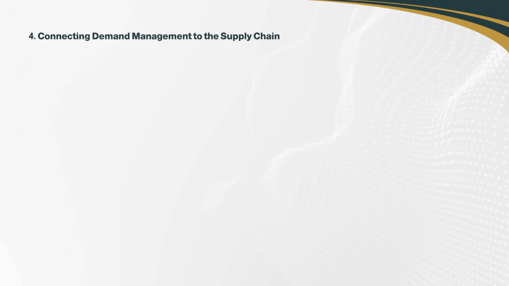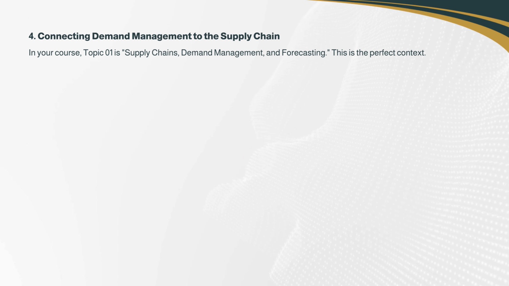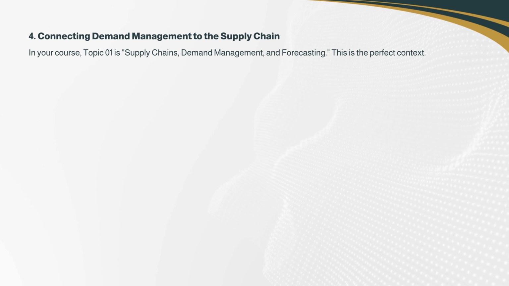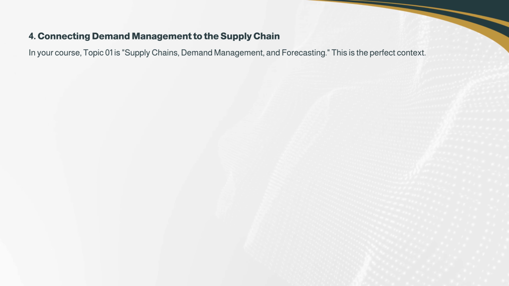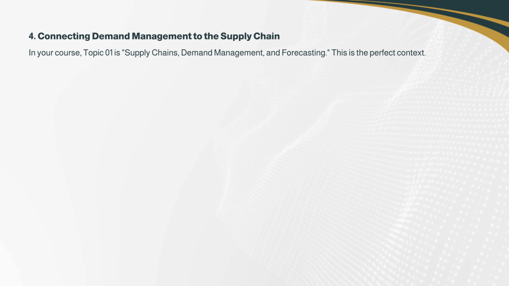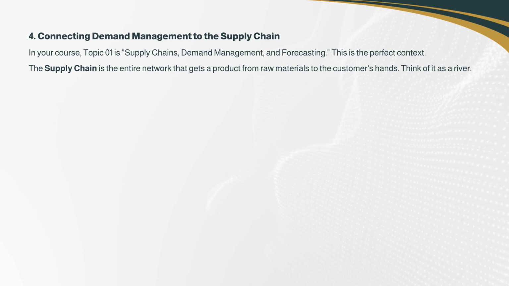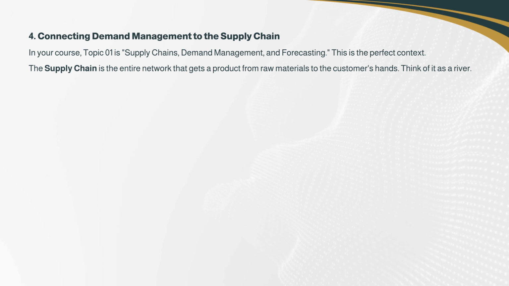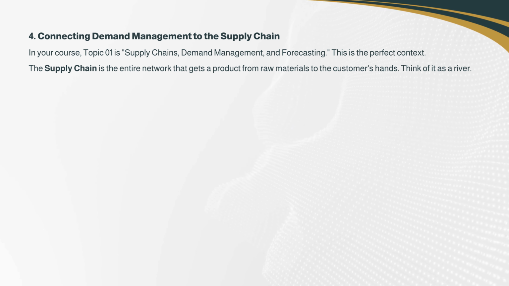4. Connecting demand management to the supply chain. In your course, Topic 01 is Supply Chains, Demand Management, and Forecasting. This is the perfect context. The supply chain is the entire network that gets a product from raw materials to the customer's hands. Think of it as a river.